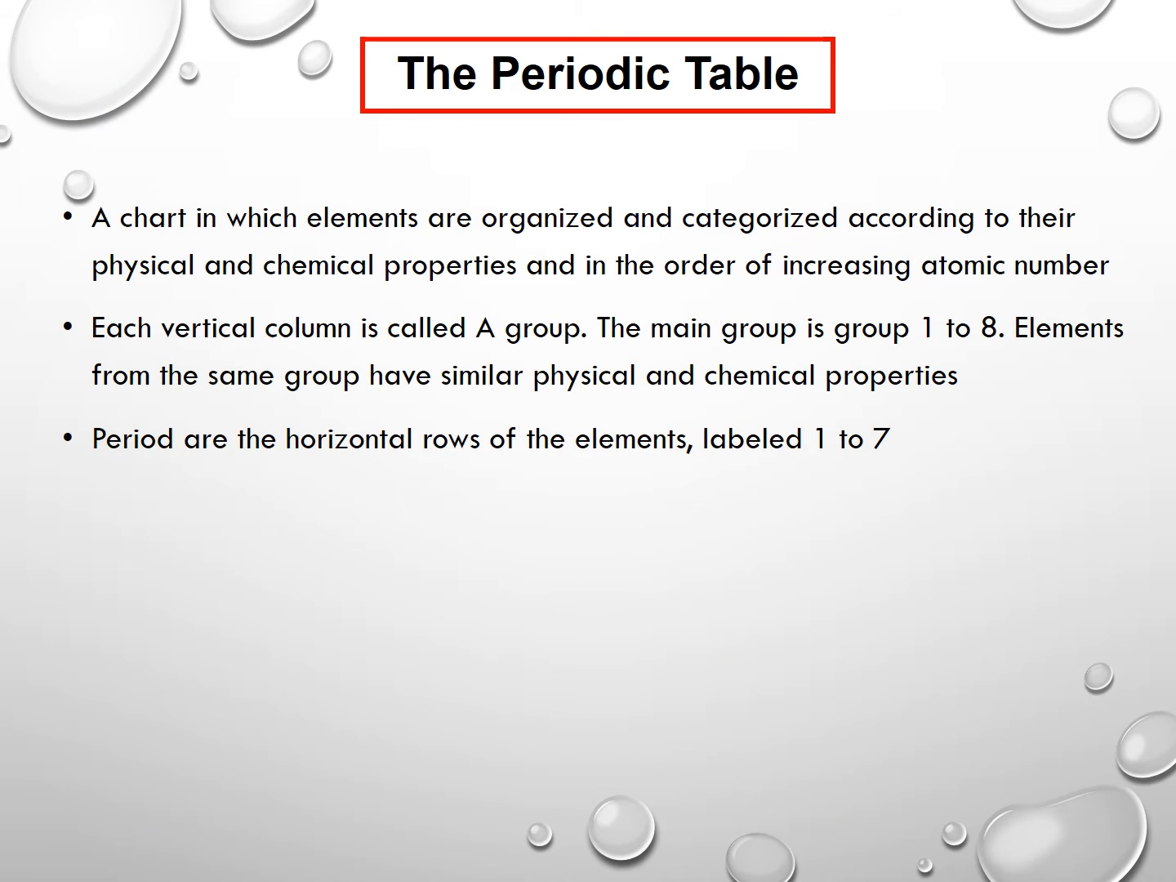Okay, next is the periodic table. A periodic table is a chart in which the elements are organized and categorized according to their physical and chemical properties. Each vertical column in the periodic table is called a group, which is from 1 to 8. The elements from the same group have similar physical and chemical properties. The horizontal row in the periodic table we call a period, which is from 1 to 7.